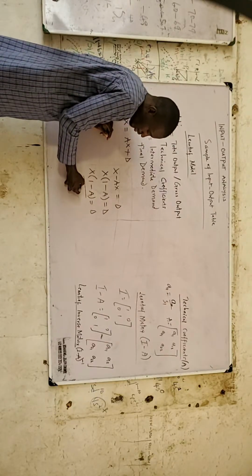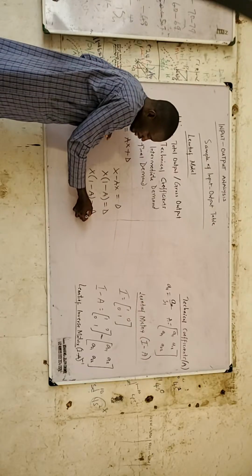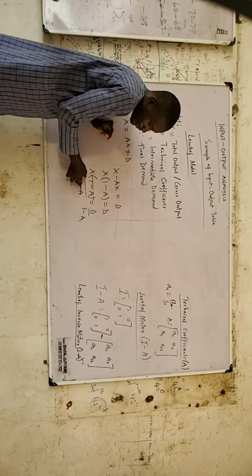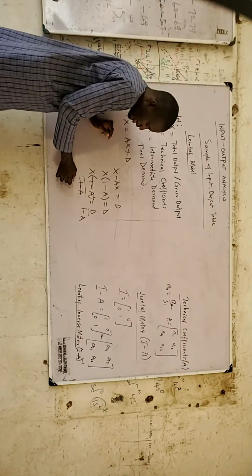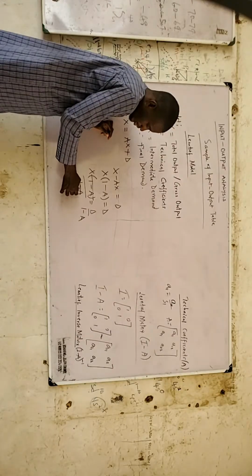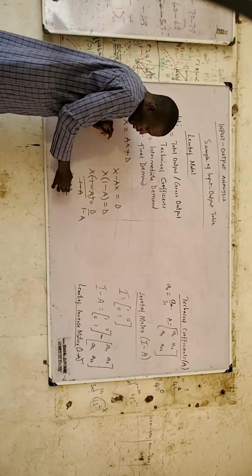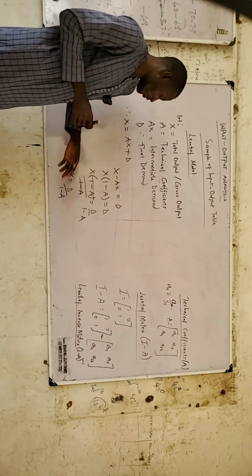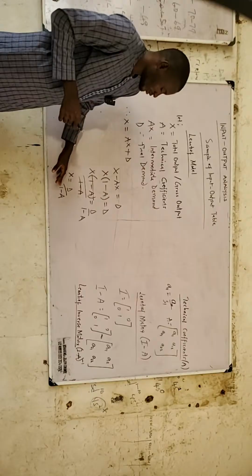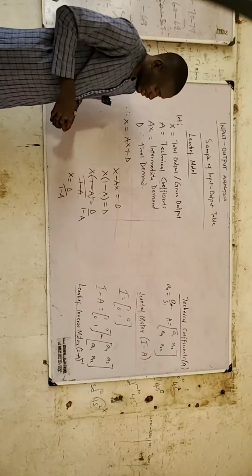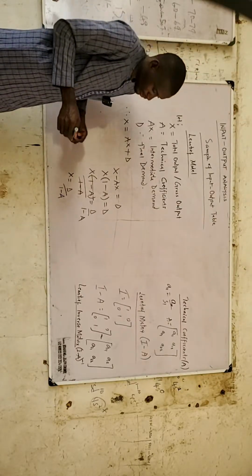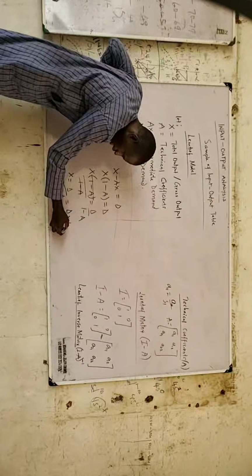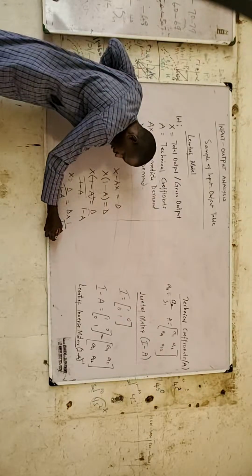Divide this side by 1 minus A. Divide here by 1 minus A. So that this one will cancel this one. And you have X is equal to D over 1 minus A. And this D over 1 minus A can be written as the inverse of 1 minus A, because this is the same as D times 1 over 1 minus A.